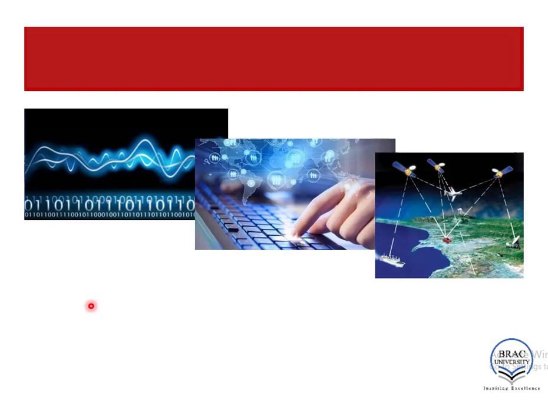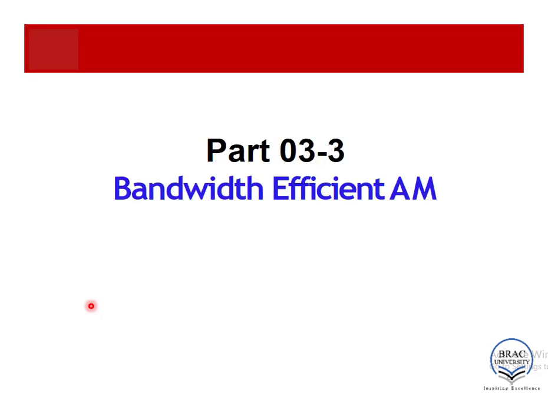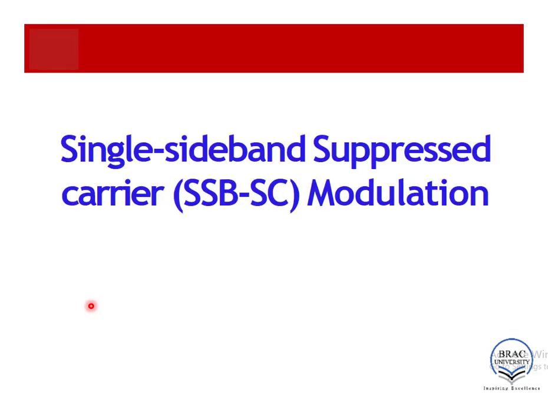Hello and welcome. In this lecture, we will talk about bandwidth efficient AM, specifically single sideband suppressed carrier amplitude modulation. Previously, we have talked about double sideband with carrier and double sideband suppressed carrier modulation. They were not bandwidth efficient. In this lecture, we will talk about single sideband suppressed carrier. This is bandwidth efficient. In a moment, we will know why this is called bandwidth efficient amplitude modulation.